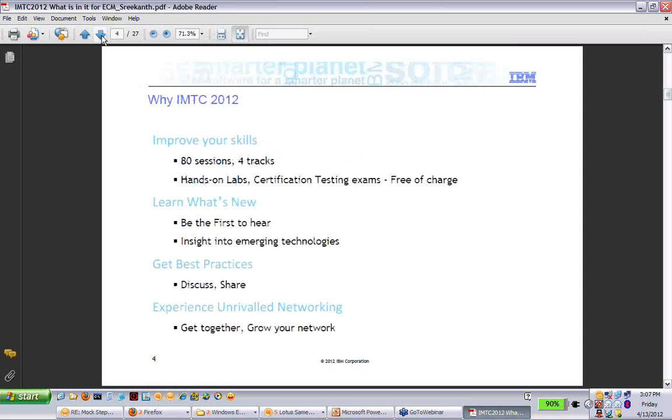So why IMTC 2012? In one line, I can say you get a pulse on what's happening in the industry, in IBM and in ECM. It improves your skills. As an attendee of IMTC 2012, you will not only hear directly from IBM product experts, but have the chance to perfect your skills. You learn in the 200-level technical sessions and also participate in hands-on labs. You will learn tricks, techniques, and new tools to drive greater efficiency and performance. Most importantly, take advantage of the free of charge certification exams which you can take at this IMTC conference.